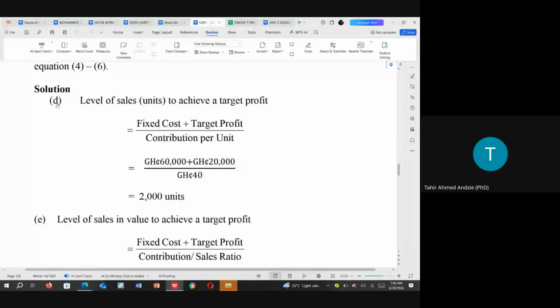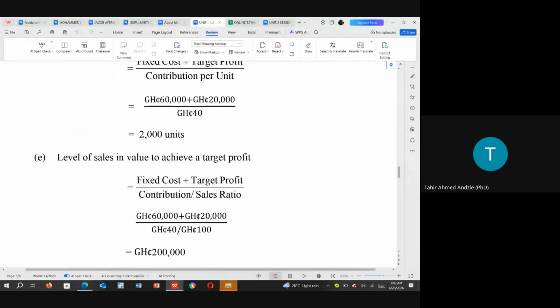And that is the quantity that if we sell, we'll be able to make a given target profit of 20,000, which is 2,000 units. Remember that the break-even point in units was 1,500. So if you're able to sell 2,000, then we'll be able to make a given target profit of 20,000, right? Then we can also determine that one in sales value, or the level of sales to achieve a target profit.